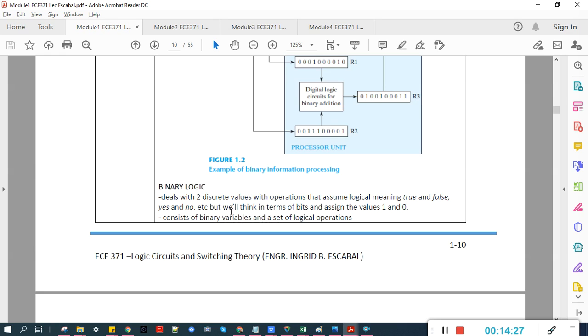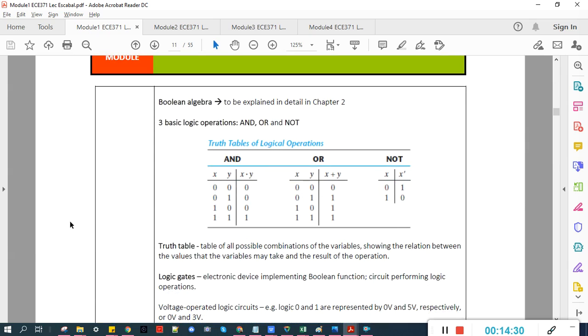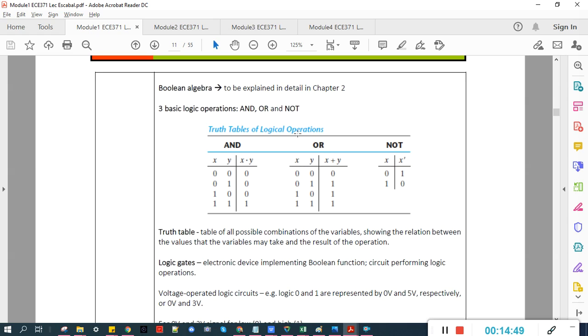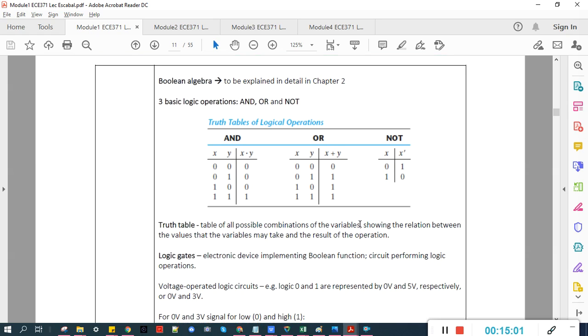It consists of binary variables and a set of logic operations. Boolean algebra will be explained in detail in chapter 2. So let's just tackle some of the basic logic operations. The 3 basic logic operations are AND, OR, and NOT. Truth tables of logical operations are shown here. But let's first define what a truth table is. A truth table is a table of all the possible combinations of the variables, showing the relation between the values that the variables may take and the result of the operation.